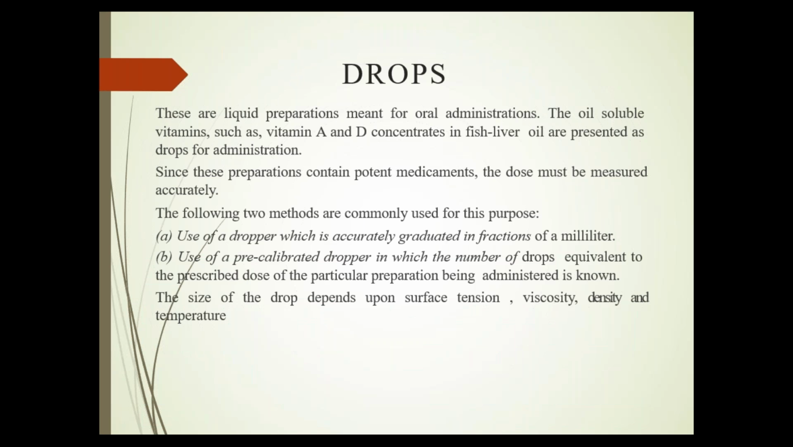Next is drops. These are again liquid preparations which are used for oral administration. For example, oil soluble vitamins. Children who are around 1 year old are usually given vitamin A drops and vitamin D drops. Vitamin A and D concentrates in fish liver oil are presented as drops for administration.